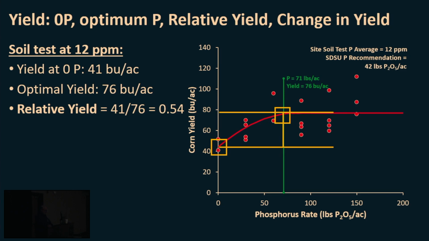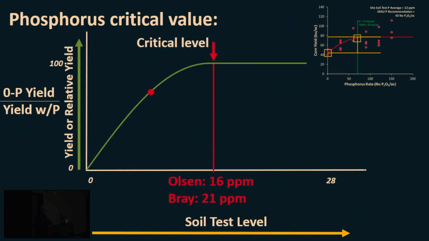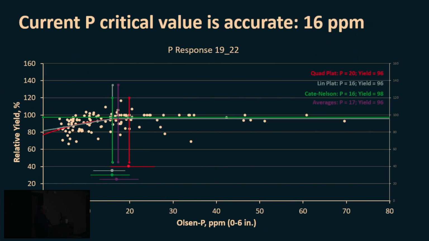So there is the change in yield, of course, 35 bushels. So again, I kind of explained this. We're just striving to identify a critical level by developing all these relative yield numbers. And here they are. So we did a bunch of these studies, and I think I've showed the graph from the old data that we had to support our 16 ppm on Olson.